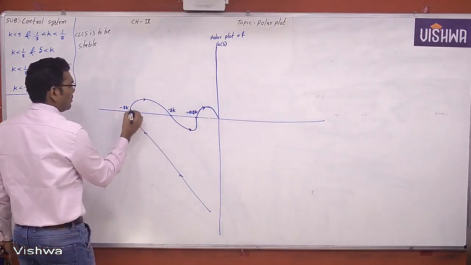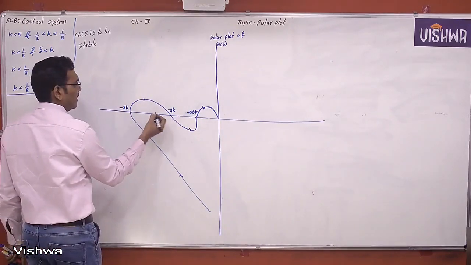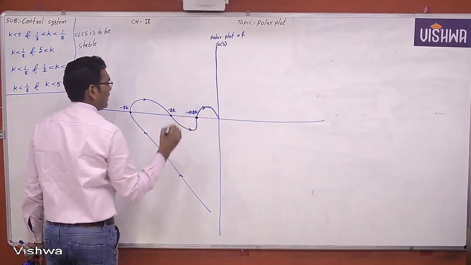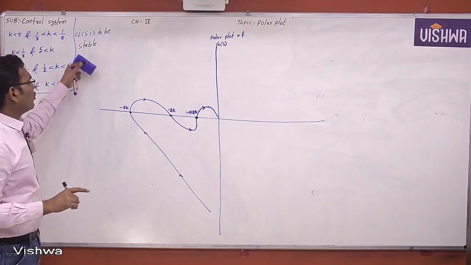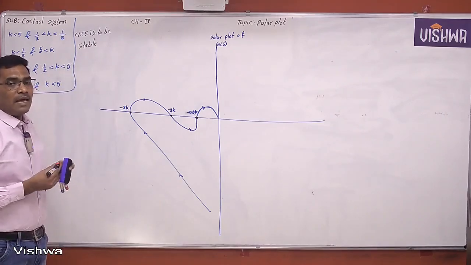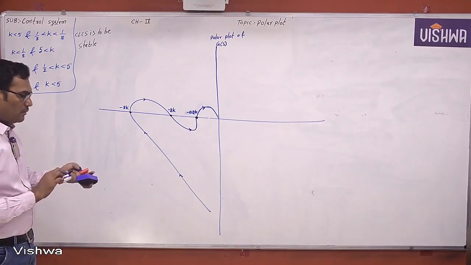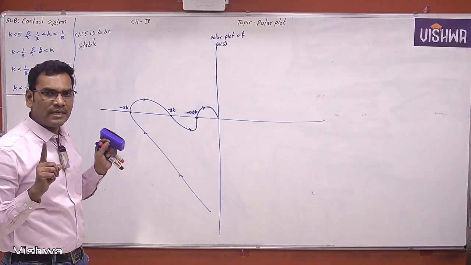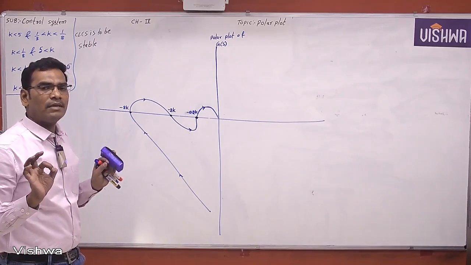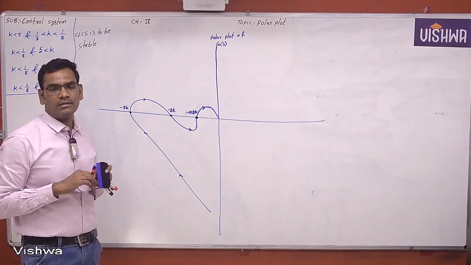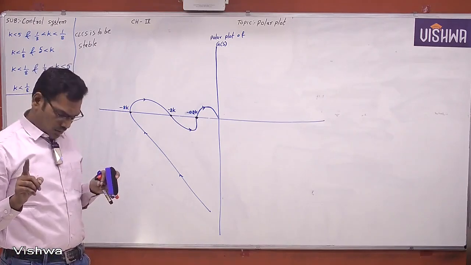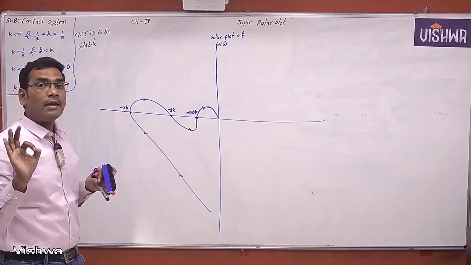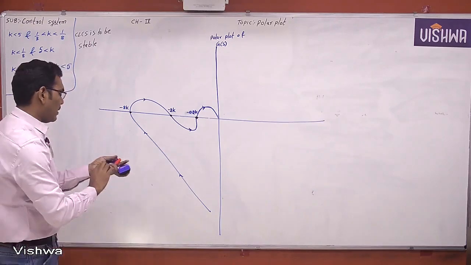Now the polar plot crosses the negative real axis at A. Now I want the closed loop control system to be stable. I am giving one condition, did you observe it or not? If the closed loop control system is to be stable, is the -1, 0 point enclosed or not enclosed? If the closed loop control system is to be stable, the -1, 0 point is not enclosed by the polar plot. Am I right or not?